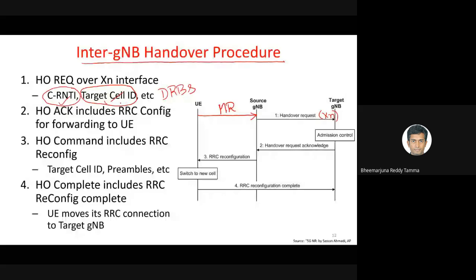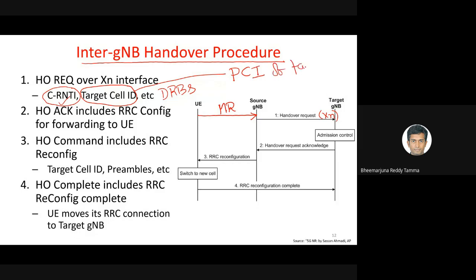over the handover request. So you may be wondering how it is possible to get the target cell ID. Can somebody tell me how the source base station decides and knows what the target cell ID is? This is nothing but the PCI, the physical cell ID of the target gNodeB.